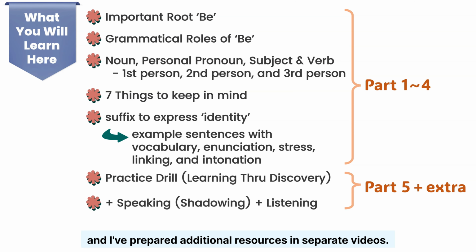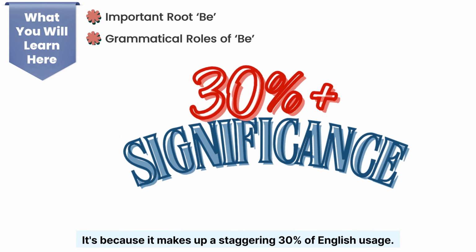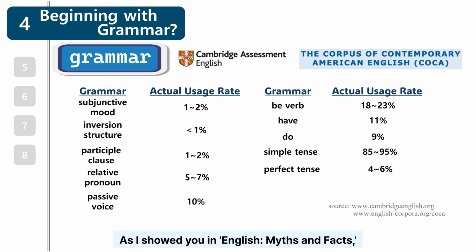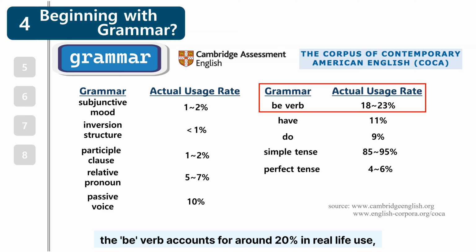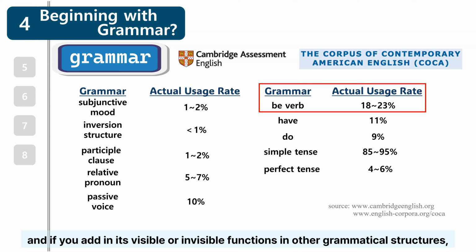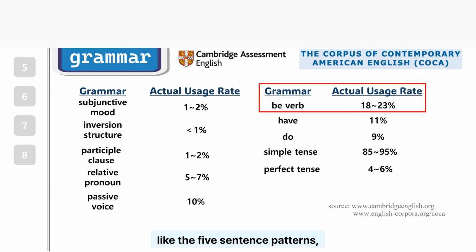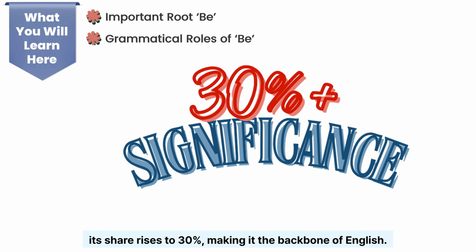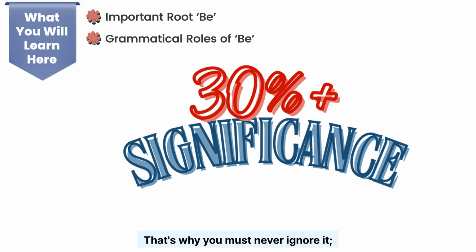So then why do we start with the verb be? It's because it makes up a staggering 30% of English usage. As I showed you in English Myths and Facts, the be verb accounts for around 20% in real-life use. And if you add in its visible or invisible functions in other grammatical structures, like the 5-sentence patterns, its share rises to 30%, making it the backbone of English. That's why you must never ignore it. You need to build a solid foundation right from the start.